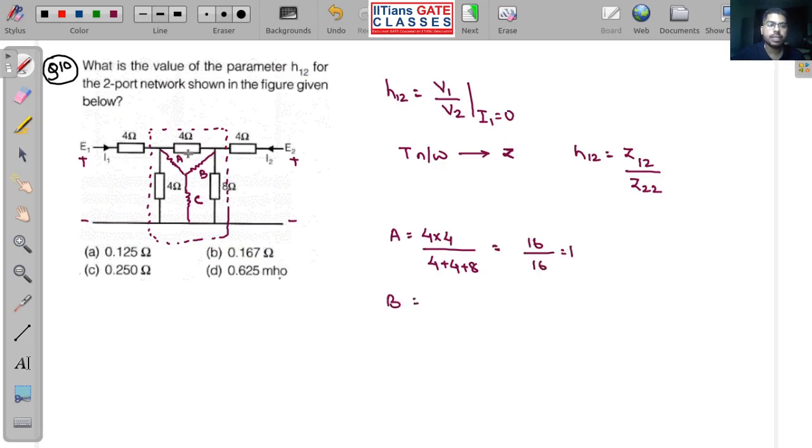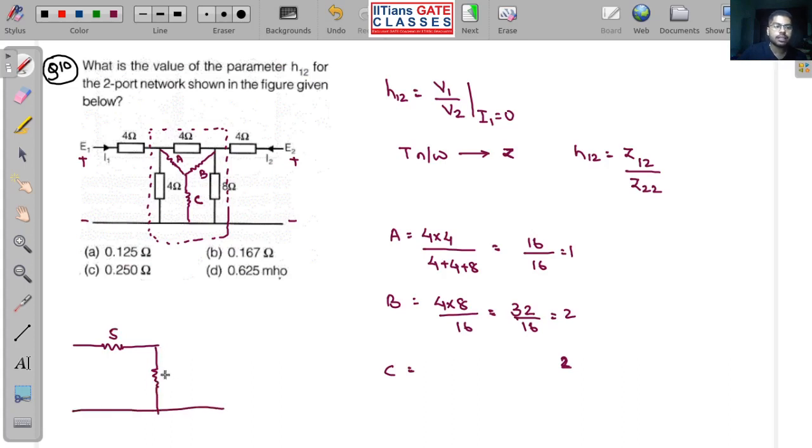What about B? B is enclosed between 4 and 8. So 4 into 8 by 16, that will be 32 by 16, which is equal to 2. What about C? C is enclosed between 4 and 8, so C will also be 2. Now very simply you can convert this network: A and 4 will be in series, so that will be 5. This is my C, so the value of C is 2. And this is B in series with 4, so B is 2, so this will be 6.